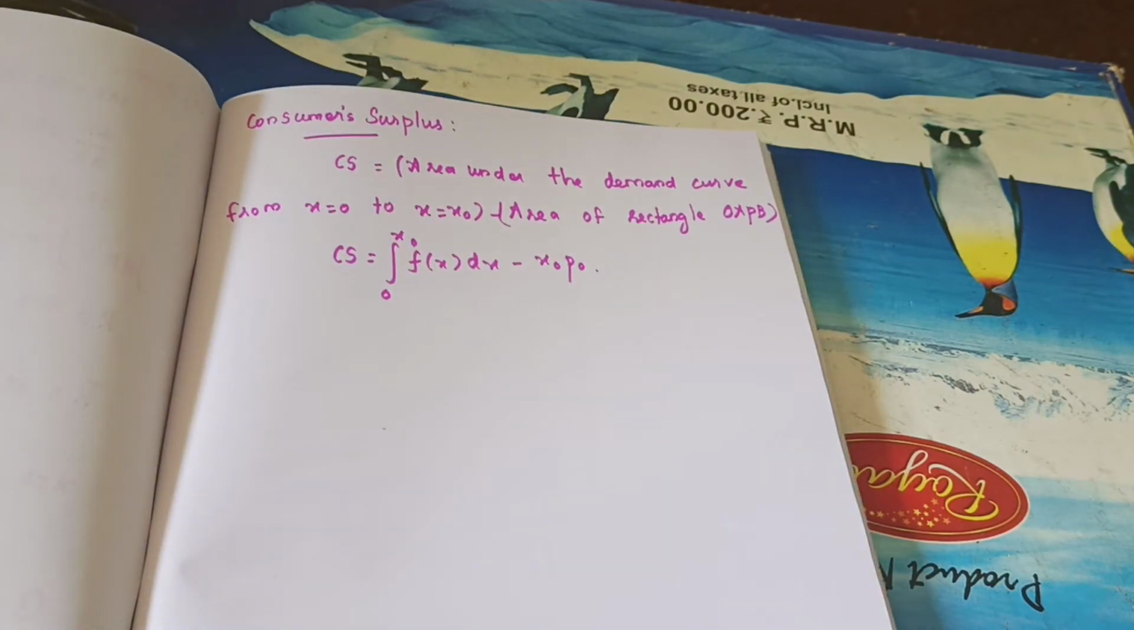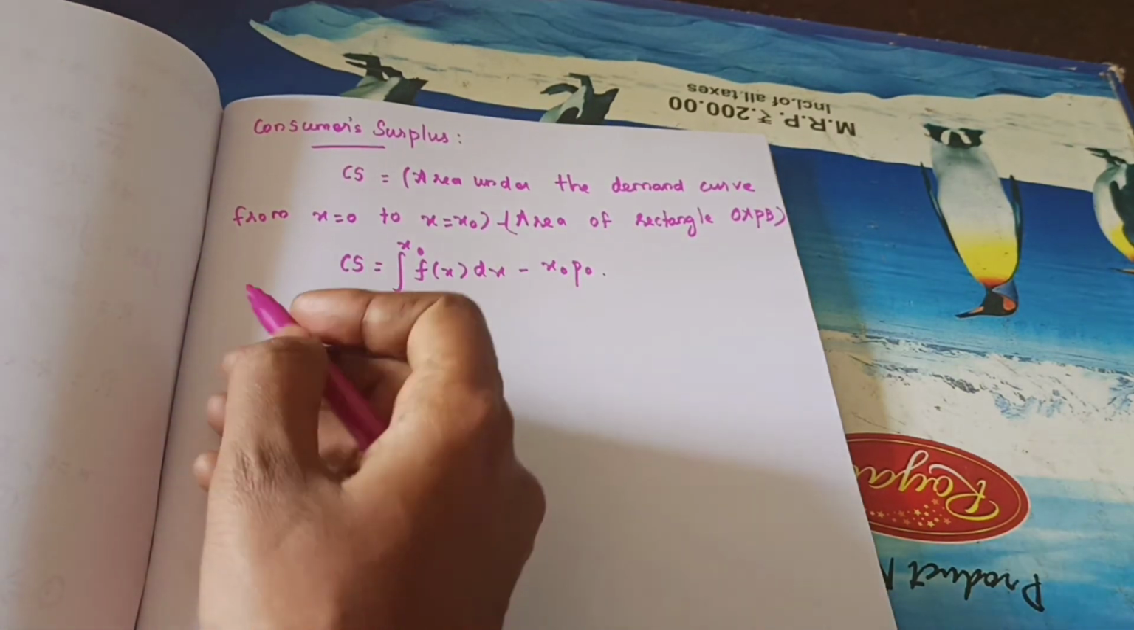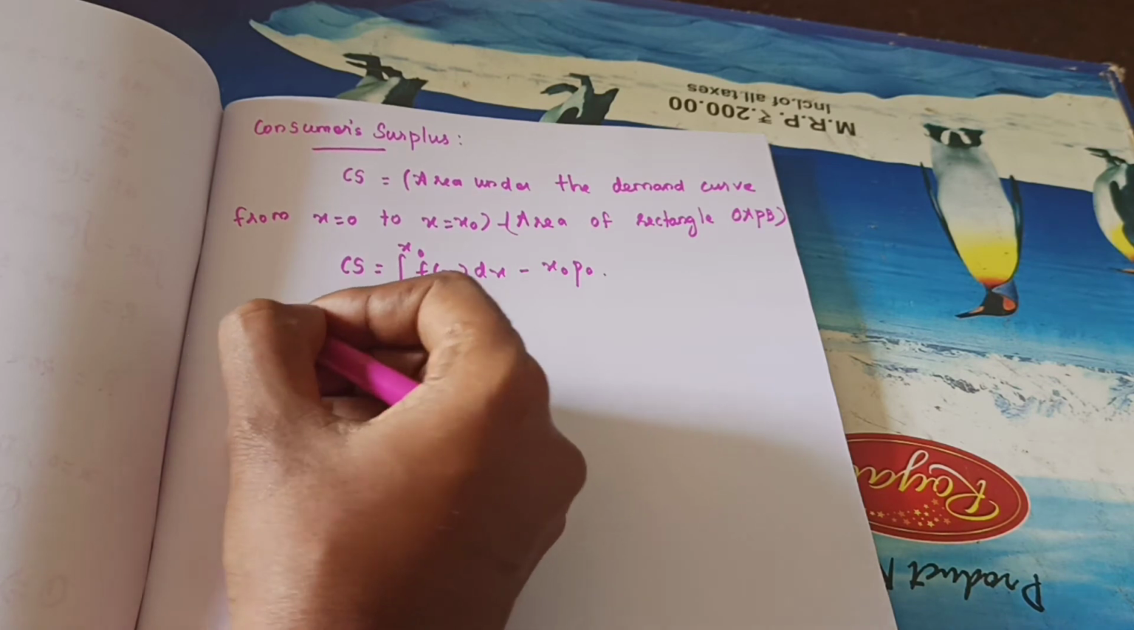What's the formula for consumer surplus? Integral 0 to x naught f of x dx minus x naught p naught. Take this down as a formula and learn it. We will move to the problem.